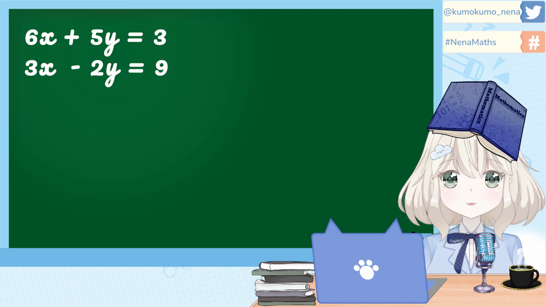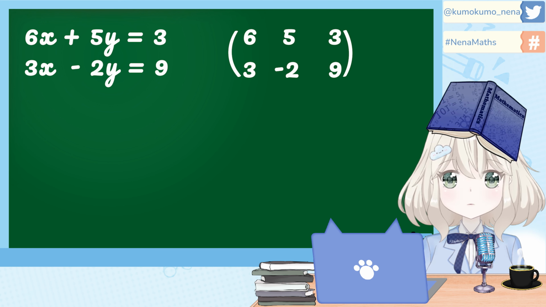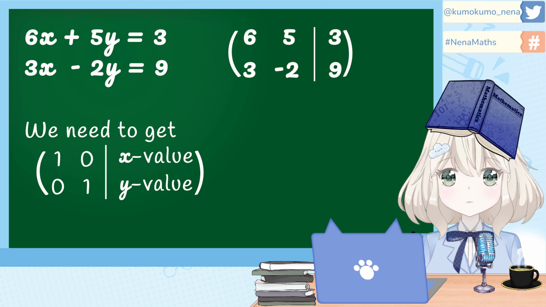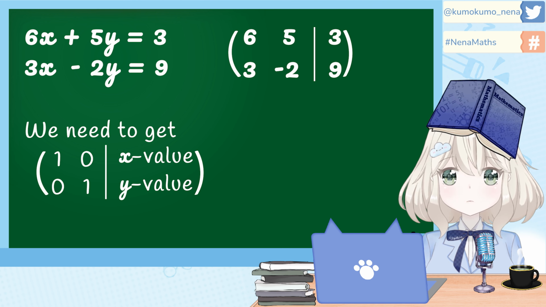We will still look at this system. We rewrite the whole system into one matrix. We can draw a line here to separate the left-hand side and right-hand side of these equations. To change this matrix into reduced row echelon form, we need to do some row operations. The required form is here. The last column gives us the values of x and y.